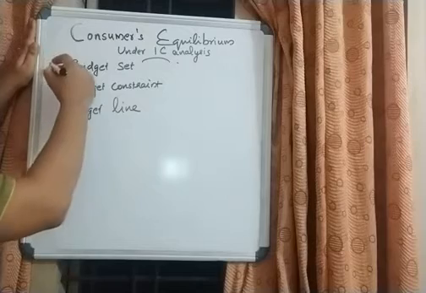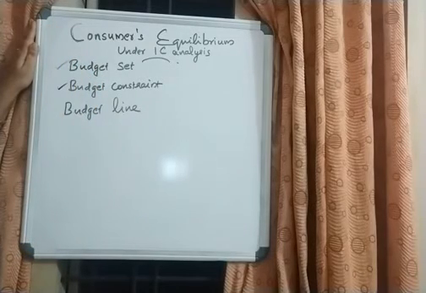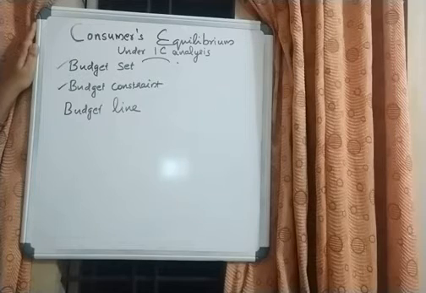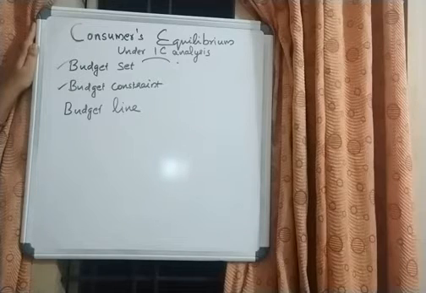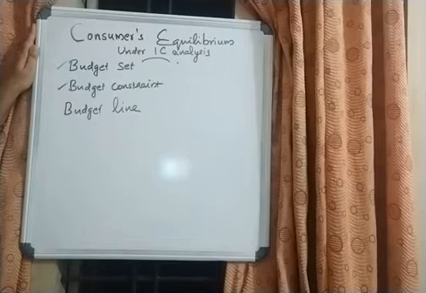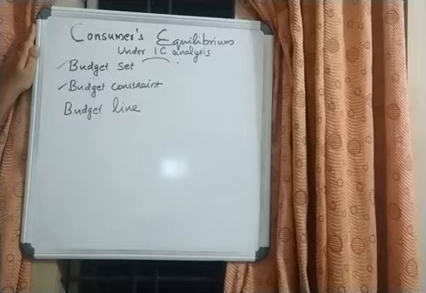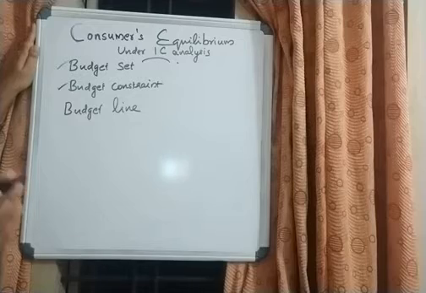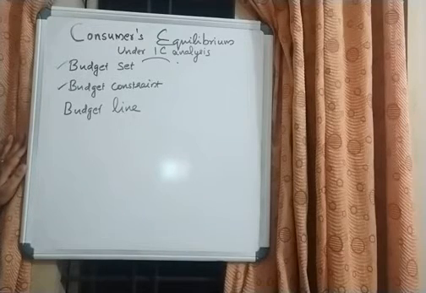Next is budget constraint. Budget constraint is the limitation or constraint of the consumer. That is, a budget constraint shows that a consumer can choose any bundle as long as it costs less than or equal to income. Budget set is the available bundles of a consumer. The consumer can choose any bundle, but its cost is less than or equal to his income. That is the budget constraint.